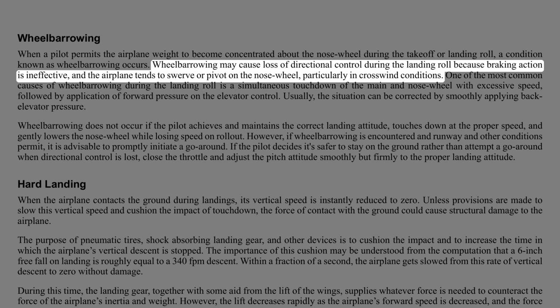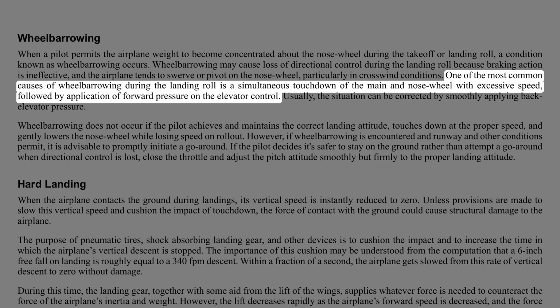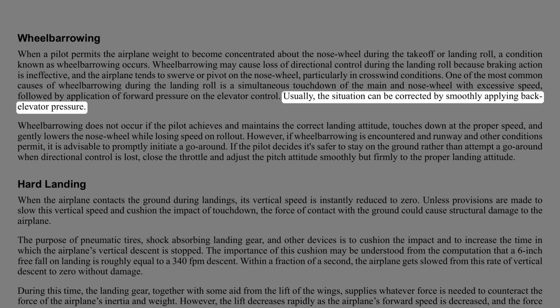Wheelbarrowing may cause loss of directional control during the landing roll because braking action is ineffective, and the airplane tends to swerve or pivot on the nose wheel, particularly in crosswind conditions. One of the most common causes of wheelbarrowing during the landing roll is a simultaneous touchdown of the main and nose wheel with excessive speed, followed by application of forward pressure on the elevator control. Usually, the situation can be corrected by smoothly applying back elevator pressure.